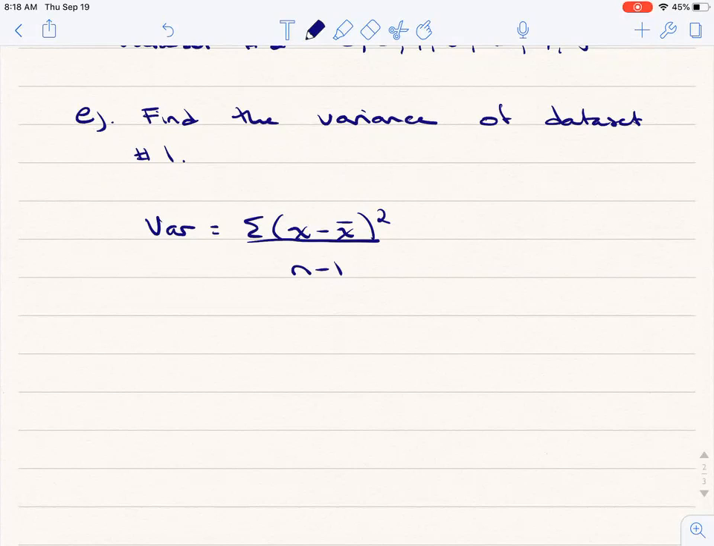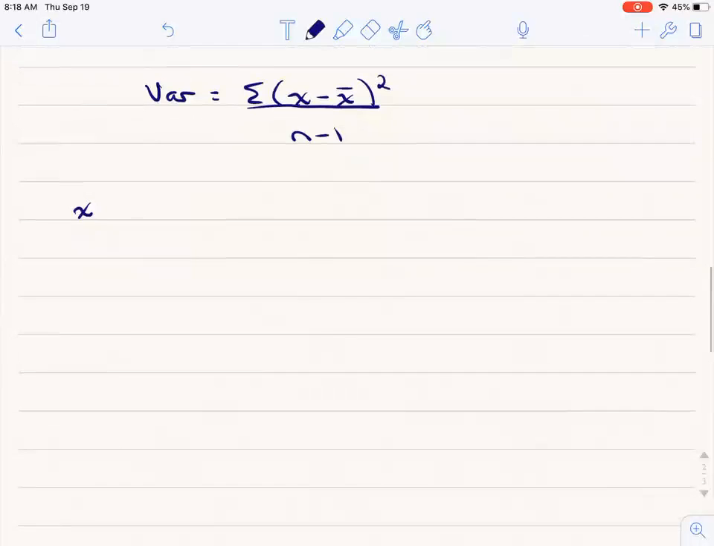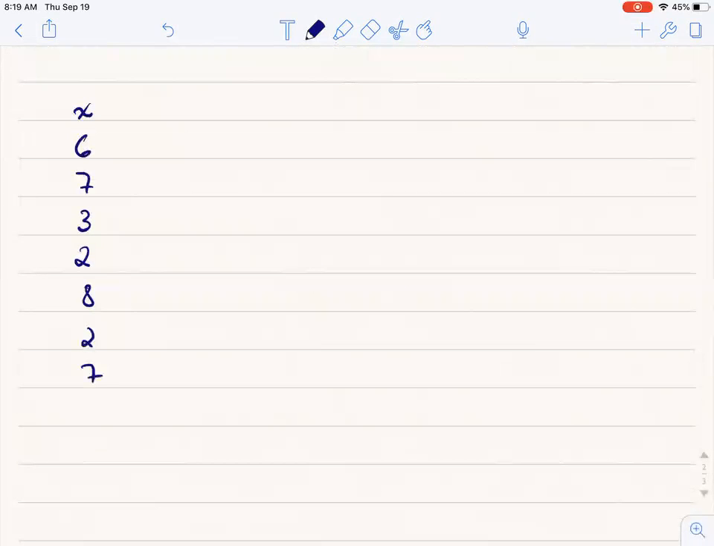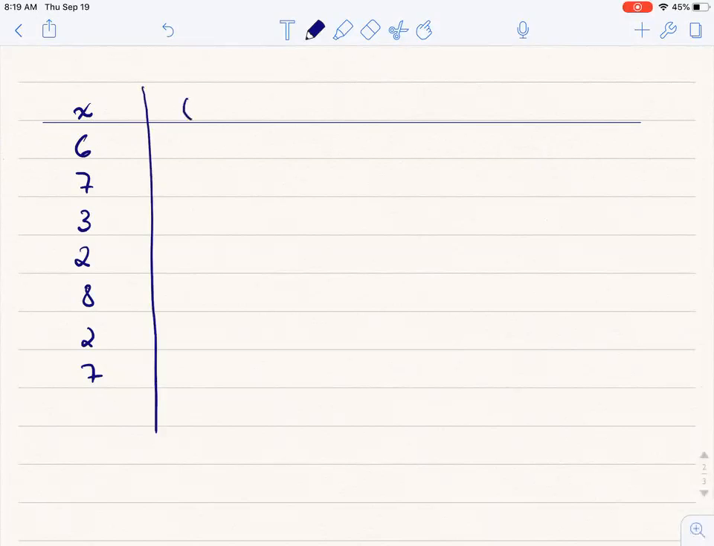Then instead of taking the absolute value, we're going to square each of them. When I'm calculating variances and standard deviations, I like to make a table, so I can work methodically through these things so that they're not so burdensome. I start with my x on this side, and below it, I'm going to list my data points: 6, 7, 3, 2, 8, 2, 7. And then I'm going to split this up. In this column, I'm going to find x minus x bar.